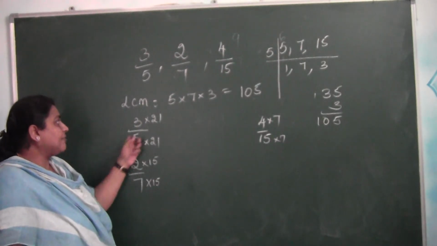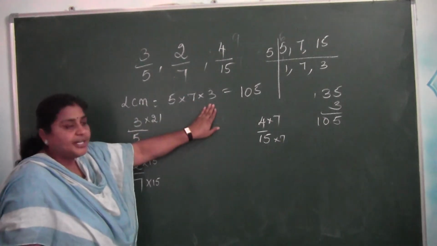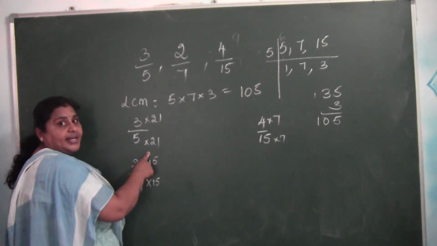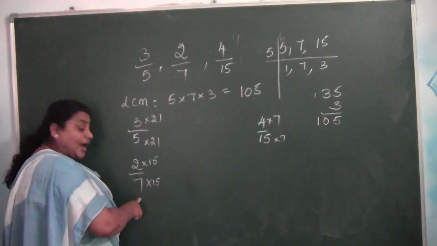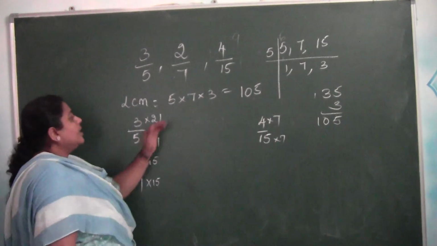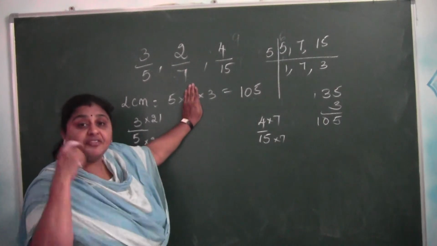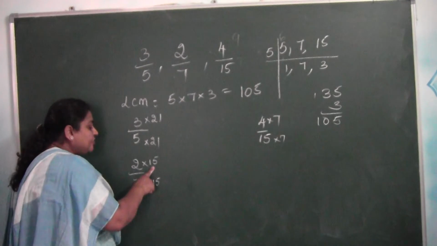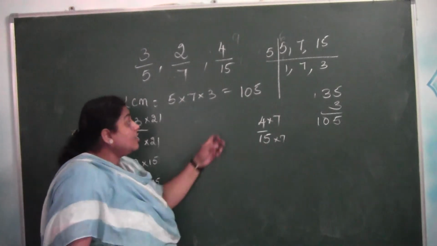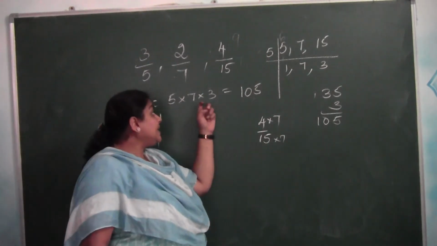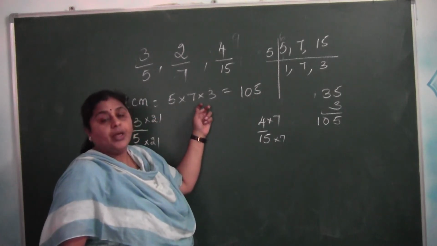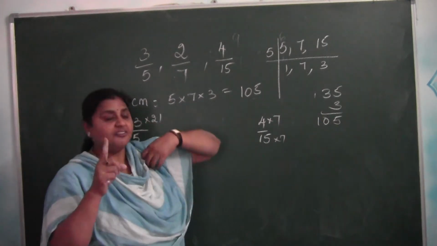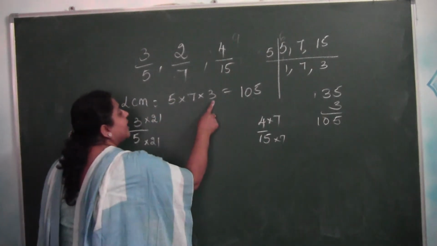3 by 5 I have. So if I am closing 5, it is 7 into 3. It means I have to multiply numerator and denominator with 21. Then 2 by 7. My denominator is 7. I am closing 7. What are the numbers left over? 5 and 3. That is 5 threes are 15, so multiply by 15. Then 4 by 15 I have. But here do I have 15? No. Then check which two numbers if you multiply you will get 15. So what are the two numbers? 5 and 3.